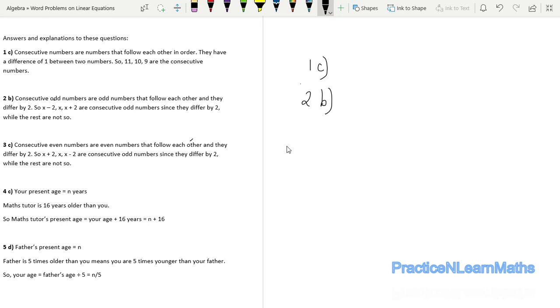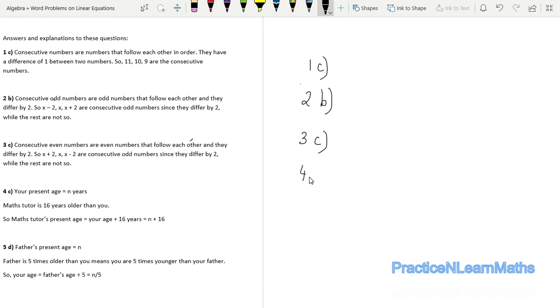Question number 3. Which of the following are consecutive even numbers? Correct answer is 3C. Consecutive even numbers are even numbers that follow each other and they differ by 2. So x plus 2, x minus 2 are consecutive even numbers since they differ by 2, while the rest are not so. So you can see that both consecutive even numbers and consecutive odd numbers can be represented as x minus 2, x and x plus 2.